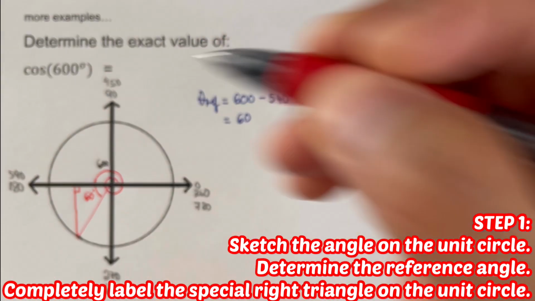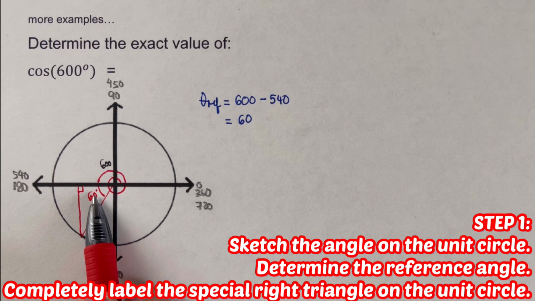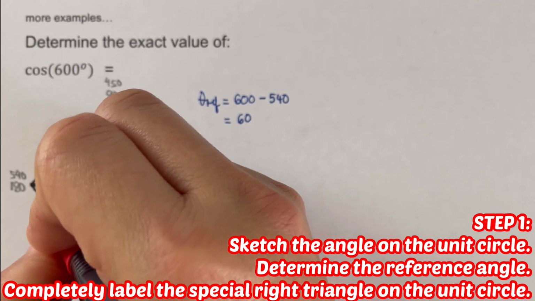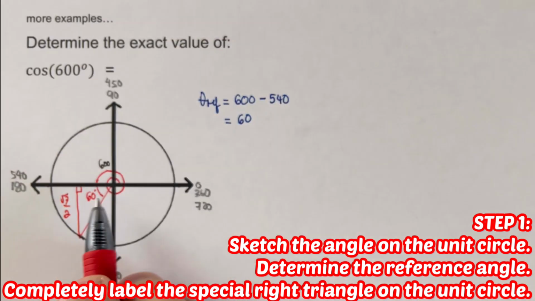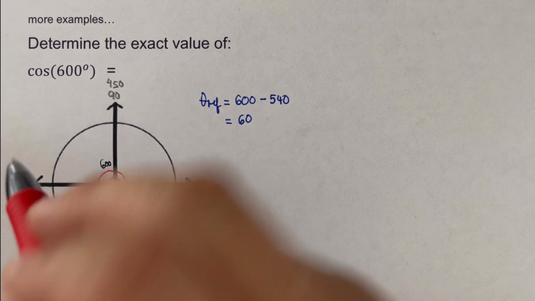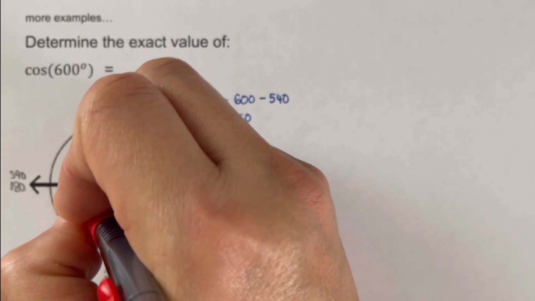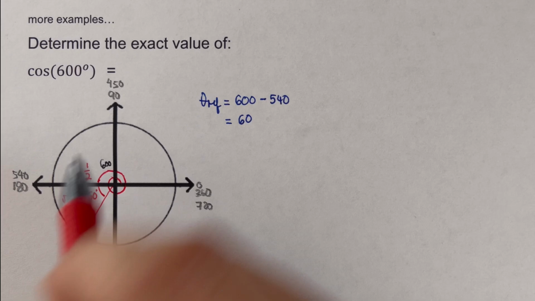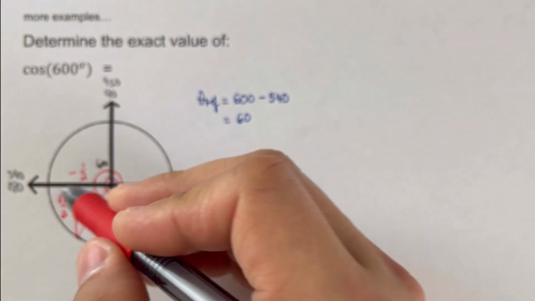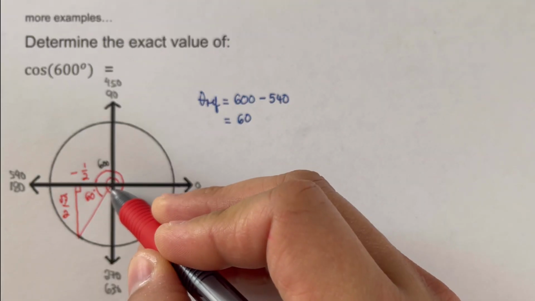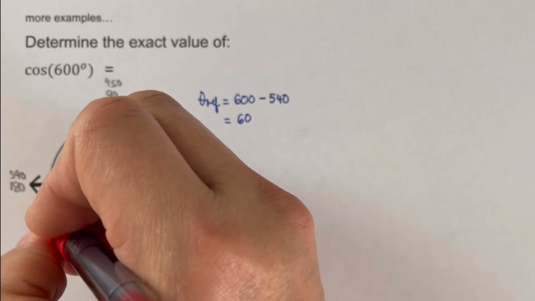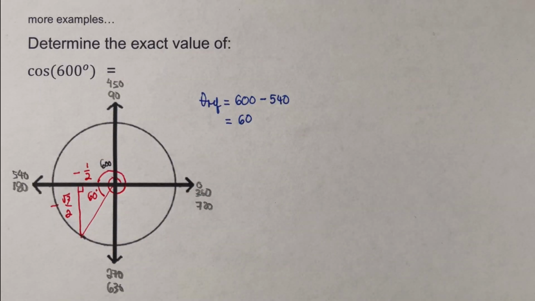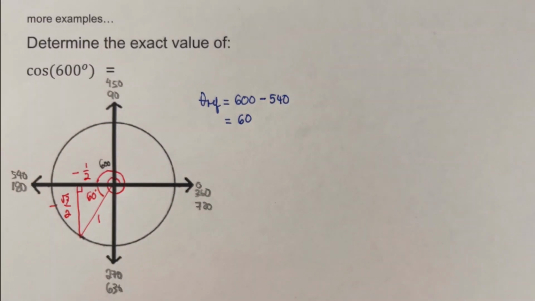This is the right triangle. We remember that the side across from 60 is square root of 3 over 2, and the side adjacent to 60 is 1/2. Now for the signs, we remember that this is on the negative x. That means that this is negative, and this one right here is parallel to the negative y-axis. So this side right here is negative, and remember that the hypotenuse is 1.